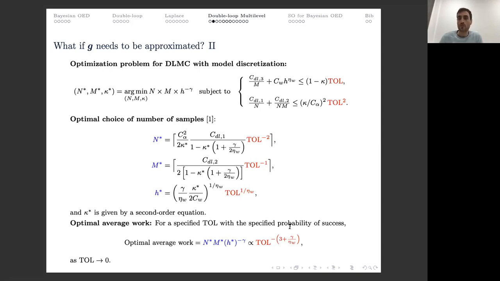The total work now gets a bit worse because we have this additional bias, and you see that it's proportional to tau to the minus 3 plus gamma over eta_w. This gamma over eta_w is usually around 1, so that means tau to the minus 4. So it's quite expensive to solve this problem for small tolerances.